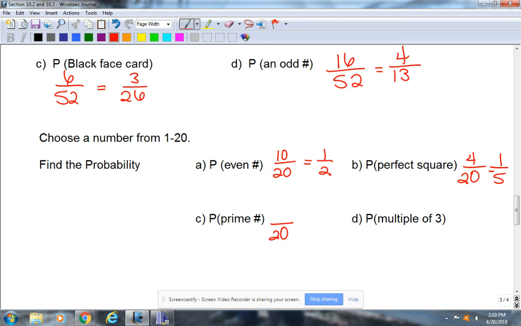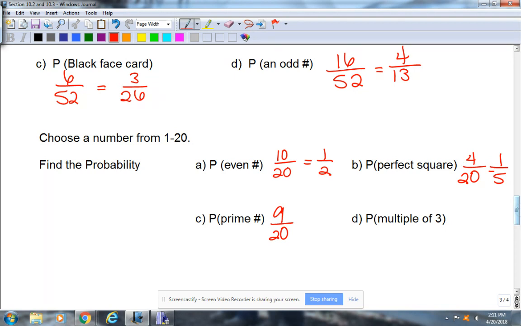So 1, 2, 3, 4, 5, 6, 7, 8, 9. So there's 9 numbers that are prime out of 20. So 9 out of 20, and that will not reduce. Okay?